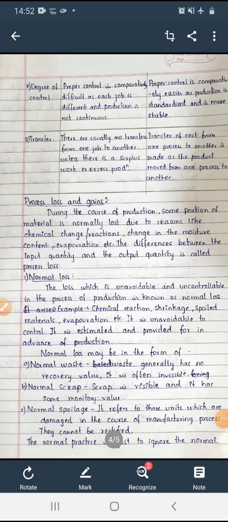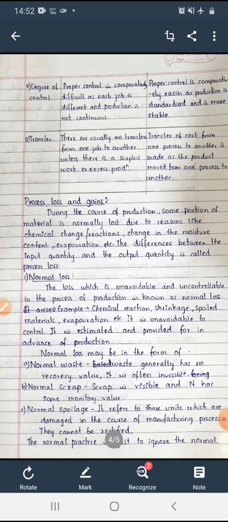Next we'll see process loss and gains. This section is very important for solving problems. Now we have some idea about process costing, right? Process costing means we are preparing the cost accounts for each process differently. Sometimes it is possible for process loss or process gain to arise.